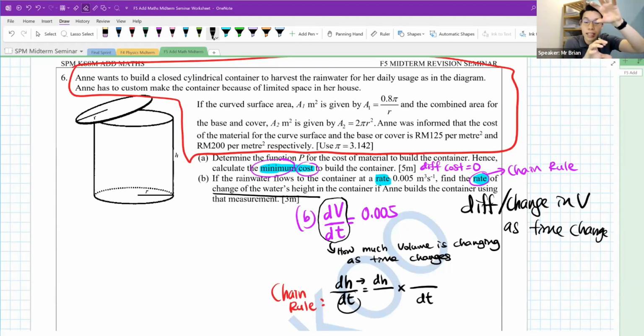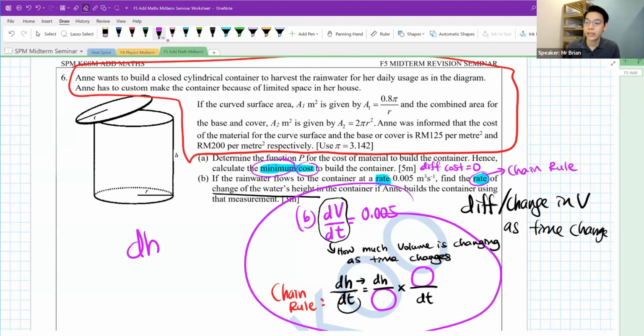You cannot put dh and dt again. You just write dh and dt, and then you open it up into two fractions. Then what do you need to put in the blank space here? Very easy. Just look for any other d's that you have in the question. So far in your working, you wrote dh, you wrote dt, and there's one more, dv. You wrote dv also. That is the one you need to put in. Okay, this is your chain rule.